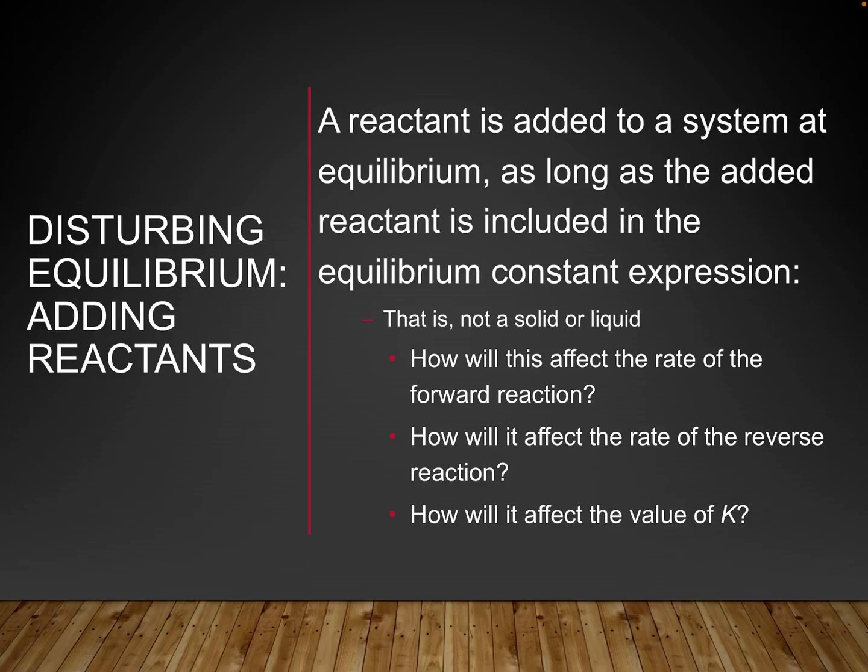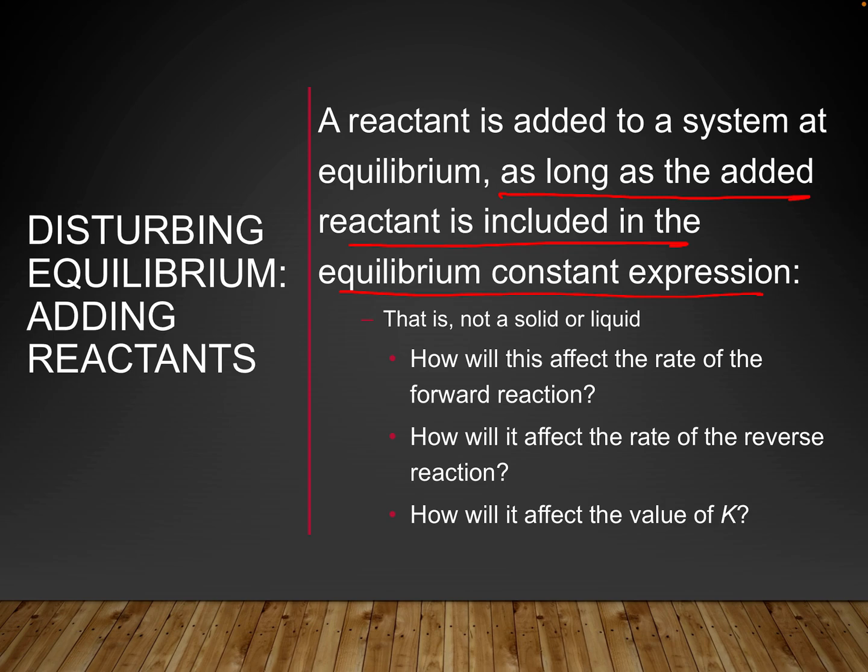Okay, so when we add a reactant to a system at equilibrium, and it says as long as the added reactant is included in the equilibrium constant, okay? We will look at what happens if you add something that's not in your equilibrium expression next time. But for now, let's say we add a reactant to our system. And I want to know, how will that affect the rate of the forward reaction? How will it affect the rate of the reverse reaction? And how will it affect the value of K?